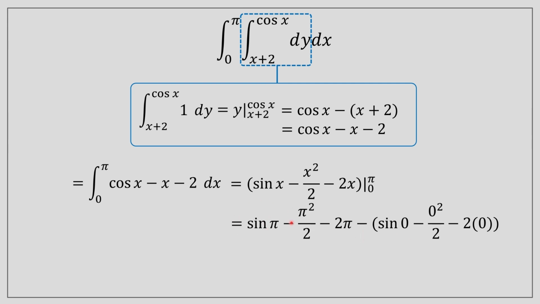From here, let's simplify it so it's easier for us to get a final conclusive answer. Sine of pi is equal to 0, and all this over here is going to cancel out because it's just equal to 0. What you are going to be left with is negative pi squared divided by 2 minus 2 pi, and this is the result of this double integral.